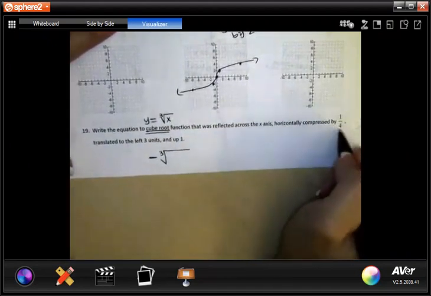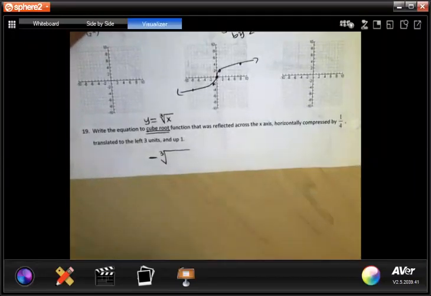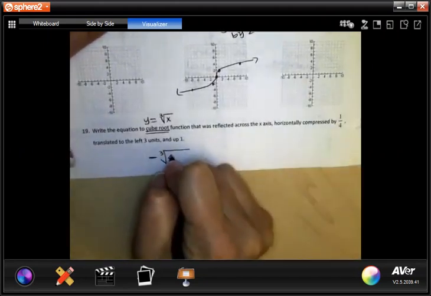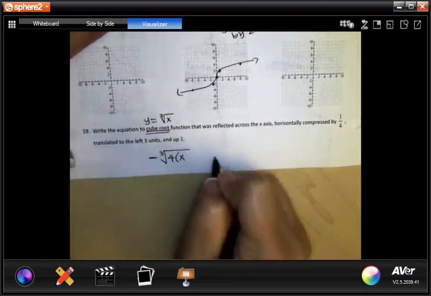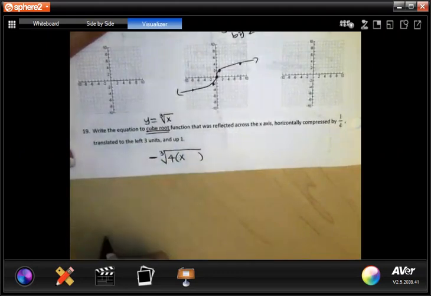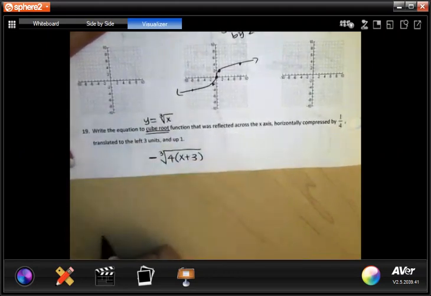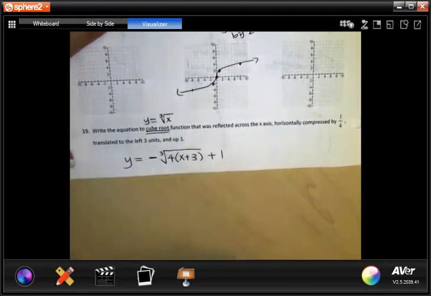And remember, this scale factor that they gave us came from flipping it when it was in the equation. So in order to put it back in the equation, we need to flip it again. So inside of my operation here, I am going to have a 4. And it is factored out, so we'll have parentheses there. To the left, 3 would be plus 3 on the inside, and then up 1. So there's our equation. We worked backwards to write it.